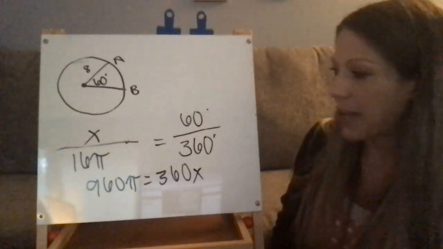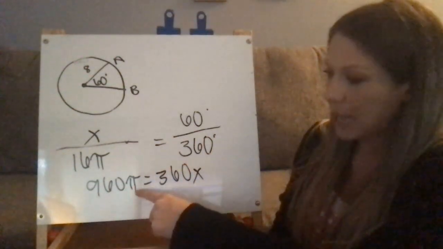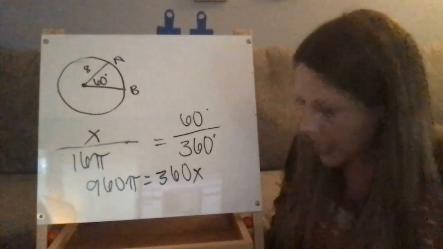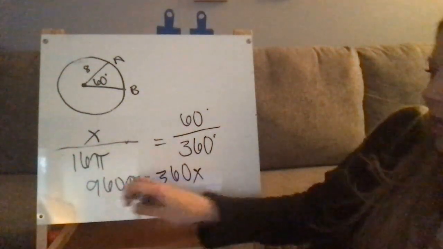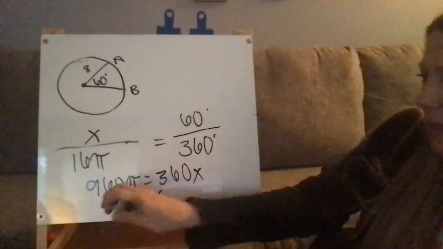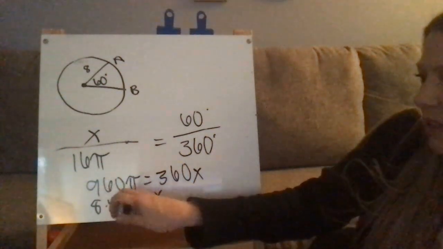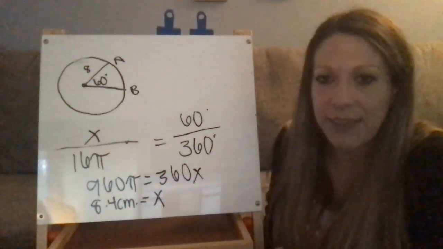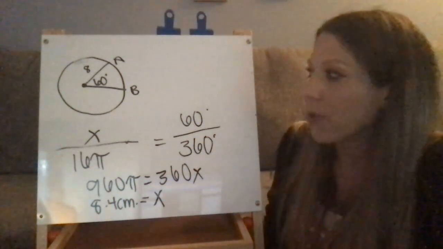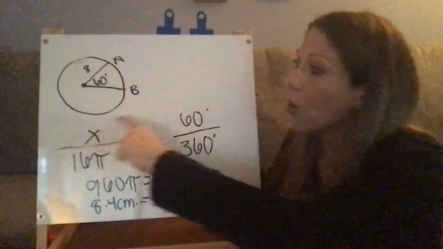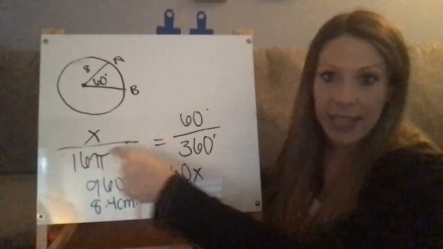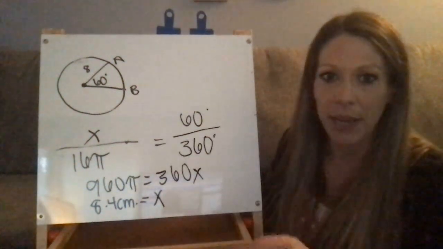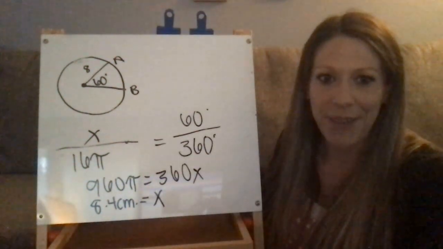Or I can take 960 times pi, then divide that by 360, and we get about 8.4 centimeters. So my exact answer would be 8/3 pi, if I left it in terms of pi, or 8.4 centimeters. That means the distance around the whole circle is 16 times pi, but just that little piece is about 8.4 centimeters. Let's do another example of that.